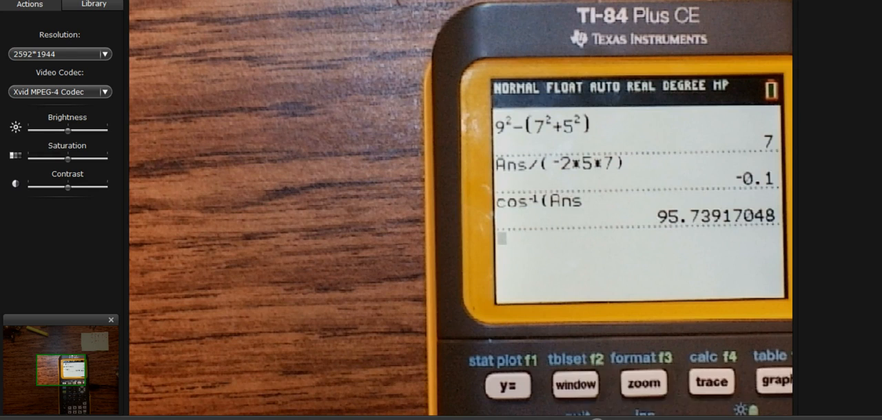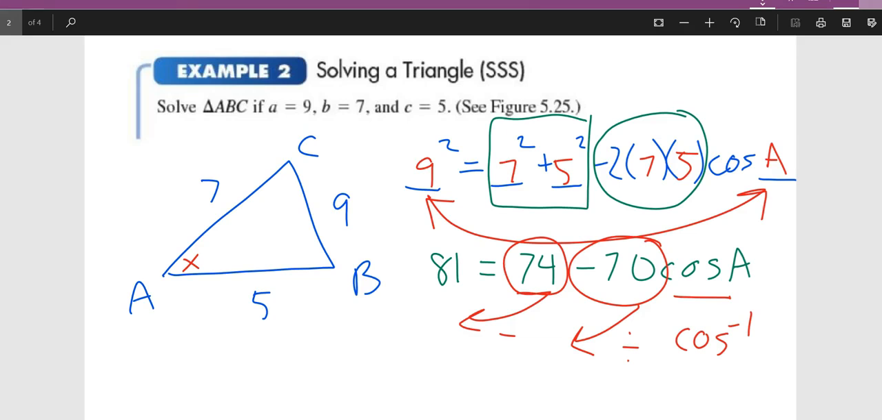So, is that it? No, that ain't it. It's over here. So we came up with angle A at 95.7. And if we know that, then what can we do to find the other 2 angles?